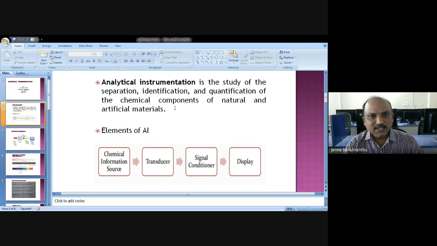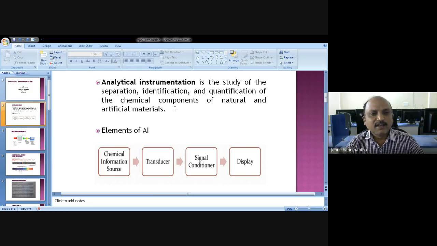So in analytical instrumentation also, you are using instruments for analyzing, that means separation, identification, and quantification of chemical components, chemical compounds or any chemical mixtures. It may be natural or artificial. So that is the main idea present in analytical instrumentation.